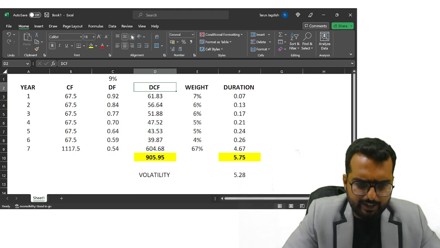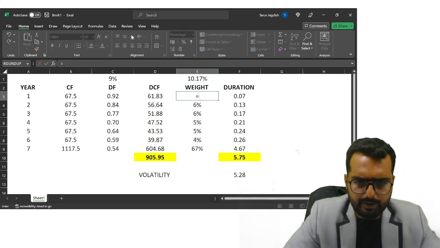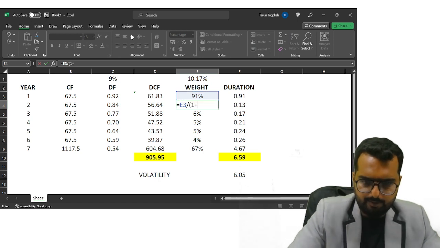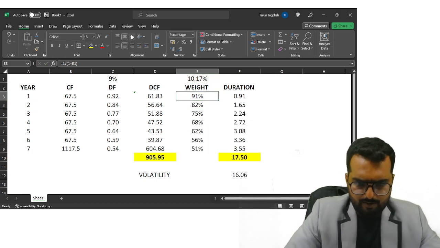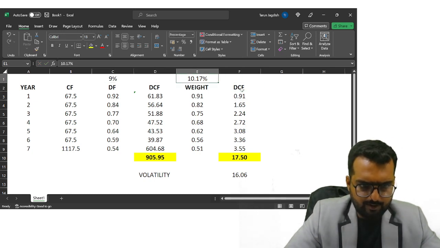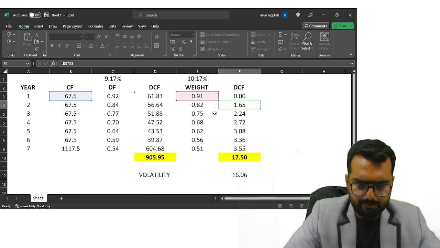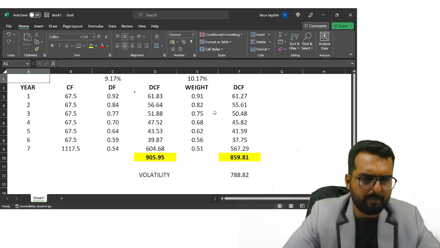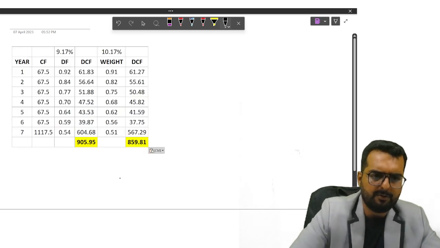So once you do 9.17, or I can directly do it like this, 9.17%, and here it will be 10.17%. So here I'll put an equation. Equation would be 1 divided by 1 plus this, divided by 1 plus DCF. Okay, this is 9.17, 10.17. The formula here would be cash flow multiplied by discount factor. 859 is what you are getting over here. Okay, so now I'll just copy paste this over there. All right, I'll take a fresh page, I'll strike this. I'm taking a fresh page and copying pasting over here.